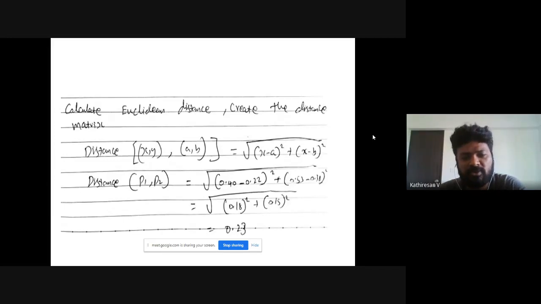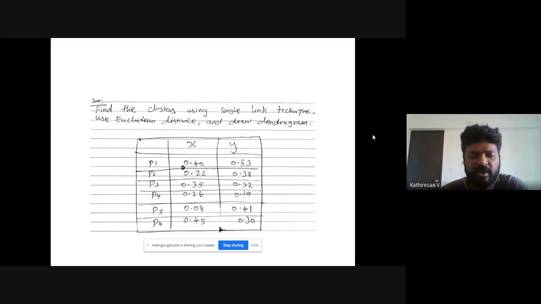So we have to form a distance matrix. How is the distance matrix formed? The distance matrix is nothing but we have to find the Euclidean distance between P1 and P2, P1 and P3, P1 and P4, P1 and P5, and P1 and P6. The same way P2 to P1, P2 to P3, like that. That means we have to find the distance between each and every data object to all other data objects. So that is the distance matrix.